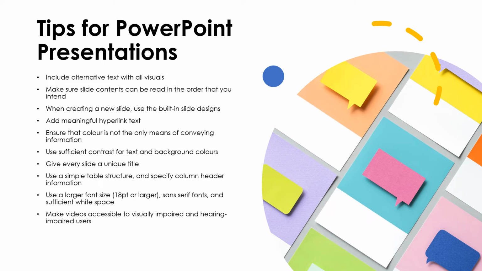When you're creating a new slide, use built-in slide designs. Add meaningful hyperlink text. Ensure that colour is not the only means of conveying information. Use sufficient contrast for text and background colours. Give every slide a unique title, use a simple table structure and specify column header information. Again, be aware of your font size and the font that you're actually using, and make videos accessible to visually impaired and hearing impaired users.